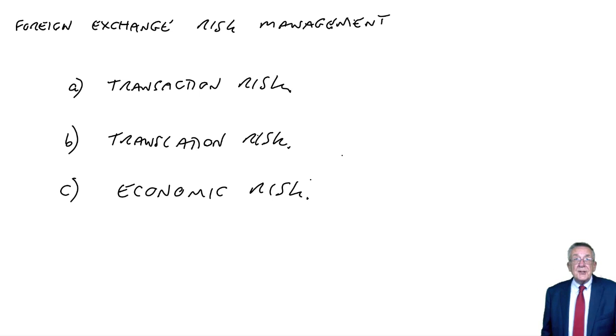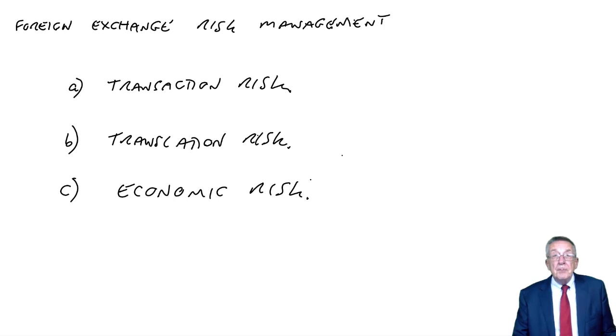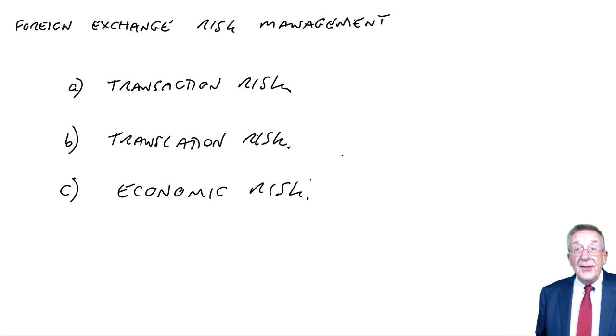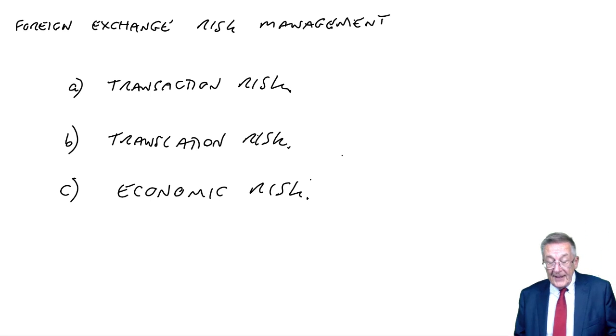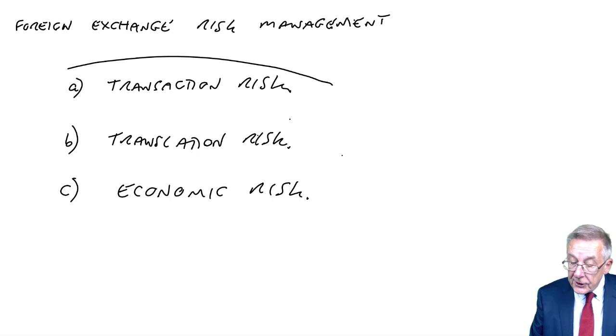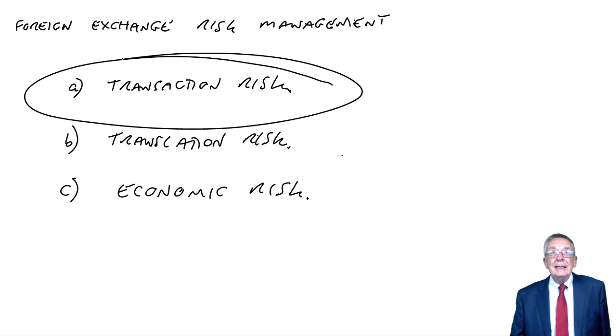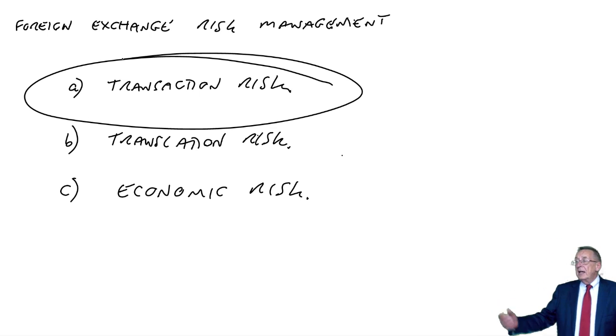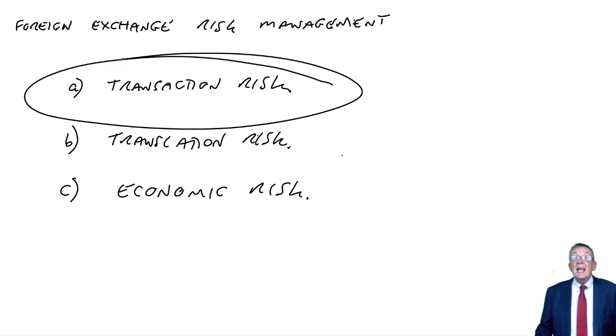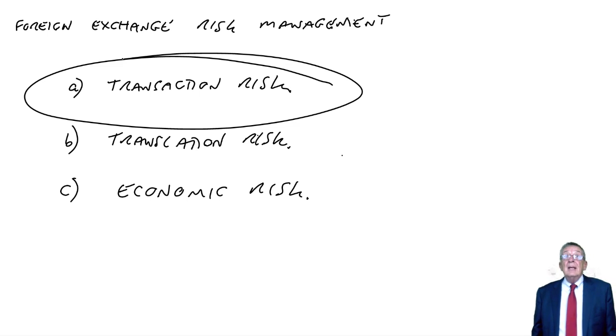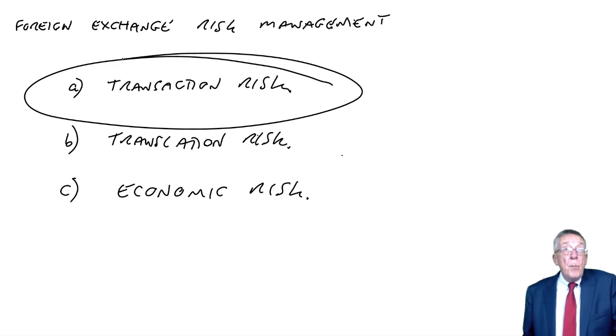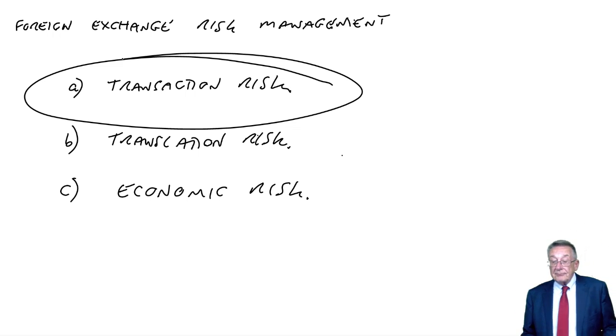So there are all risks involved in trading abroad, but what we're concerned about in this exam and in the next chapter is transaction risk. That we're going to pay $100,000 in a month's time, and whatever the exchange rate is at the moment, in a month's time it may be different. And we end up having to pay more or less, effectively, in our own currency.